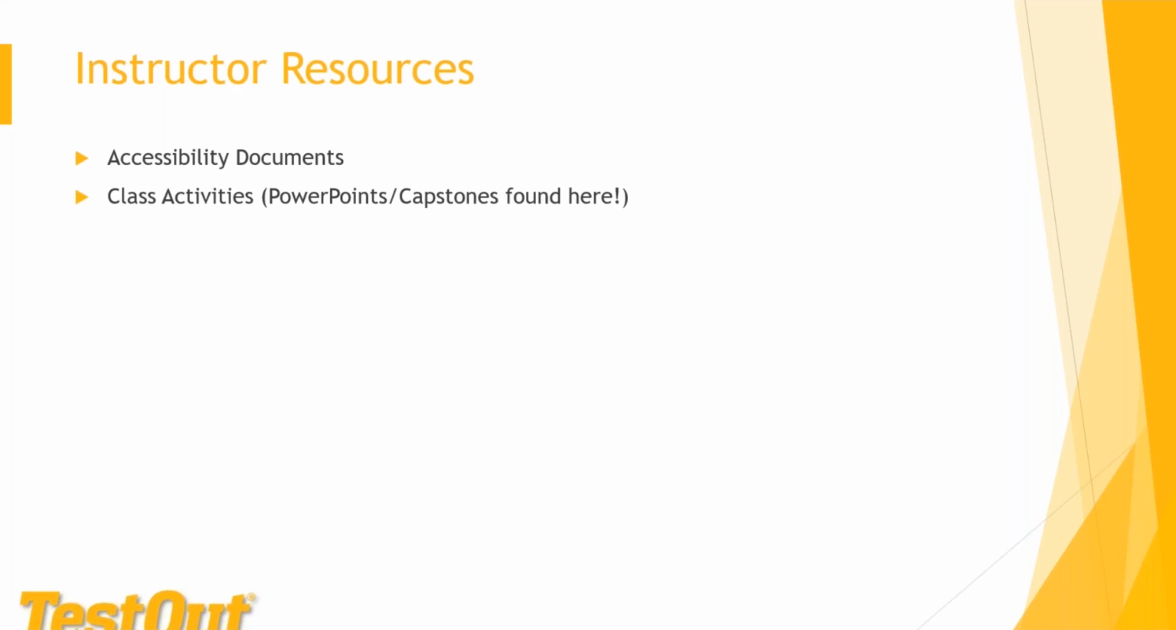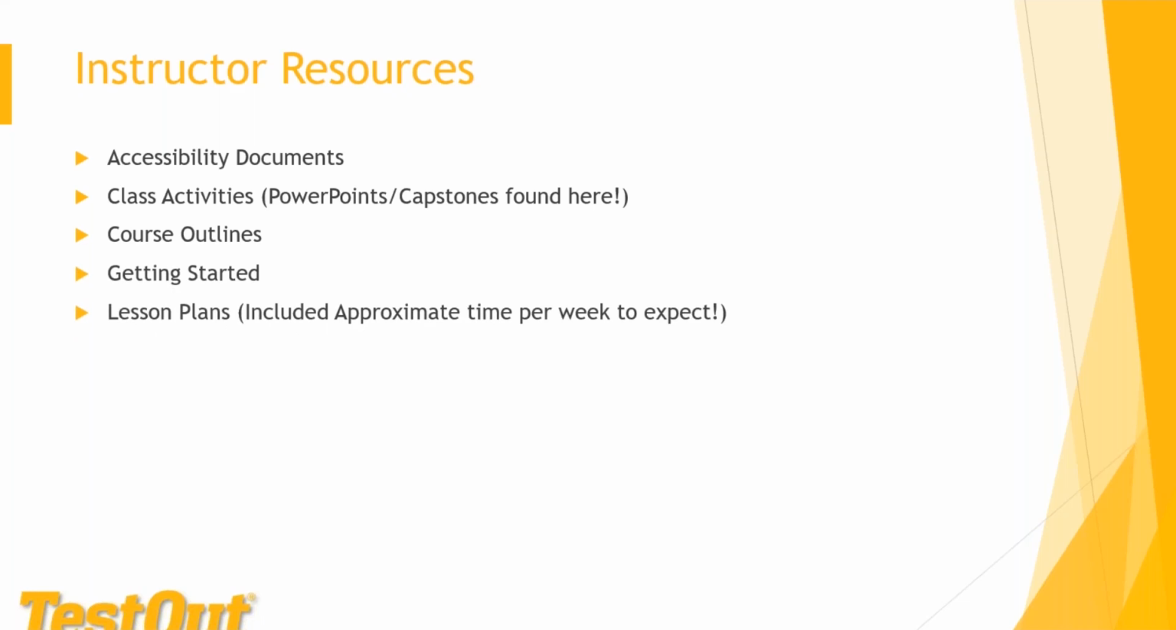Class activities. There are PowerPoints and capstones in that class activities section. That is typically what I go to that section for, and where I pull out that information. There are course outlines. There's a getting started section that helps you get started with TestOut. And then there's lesson plans. One of the most valuable parts of the lesson plans that I've found, other than the lesson plan itself, is that they include the approximate time per week that students can expect to spend in the course.